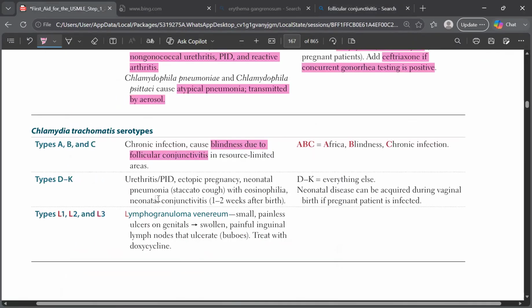Then we have types D to K that cause urethritis, ectopic pregnancy, neonatal pneumonia or staccato cough with eosinophilia, neonatal conjunctivitis 1 to 2 weeks after birth. D to K is for everything else. Neonatal disease can be acquired during vaginal birth if the pregnant patient is infected. So yeah, neonatal pneumonia, eosinophilia, and neonatal conjunctivitis. Types L1, L2, L3 cause lymphogranuloma venereum, which is small painless ulcers on genitals with swollen, painful inguinal lymph nodes that ulcerate, and treat with doxycycline.